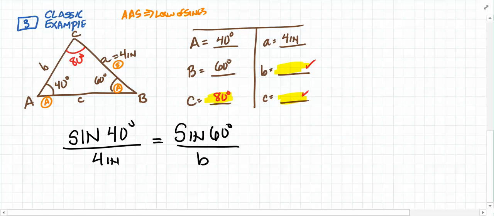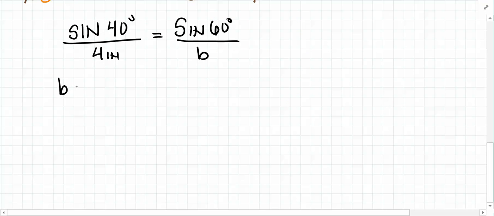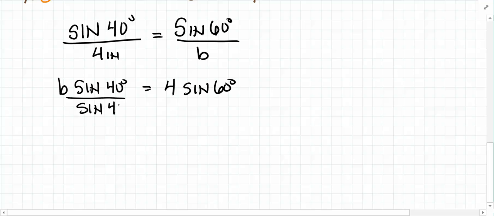Now I'm going to do some algebra here. I'm going to cross multiply. That means that B times the sine of 40 degrees is equal to 4 times the sine of 60 degrees. And I want B. So I'm going to divide both sides by the sine of 40 degrees. Are you following along with this? Okay, I'm not going to do that step from now on, just show you once. So therefore B is approximately whatever this happens to be in the calculator.